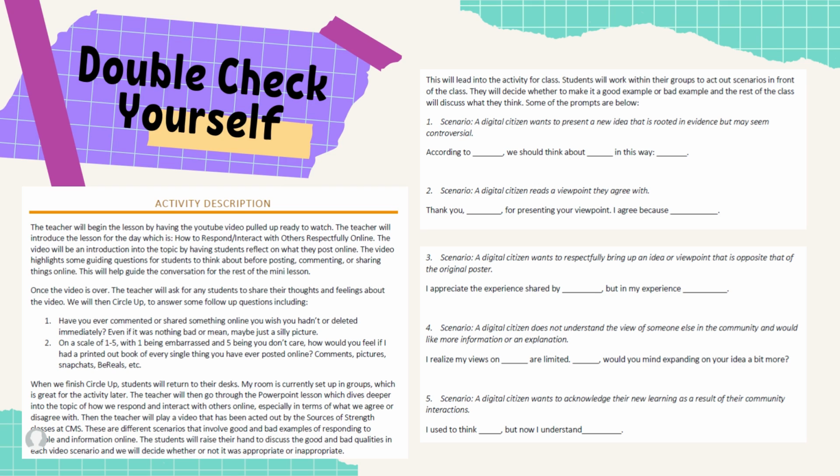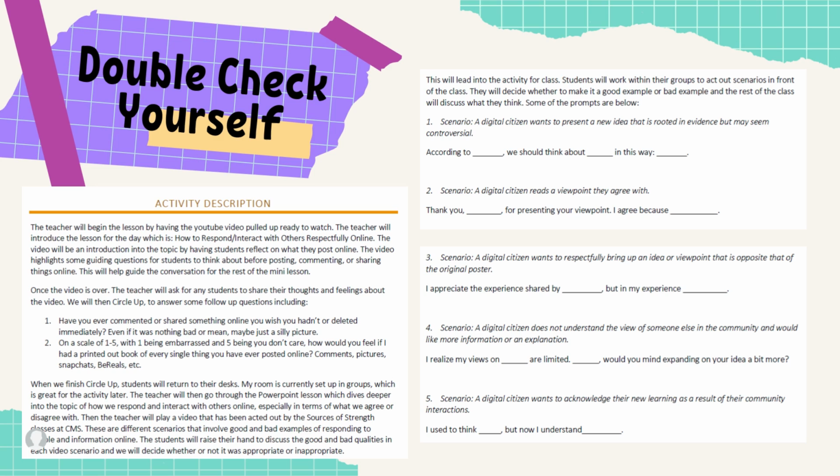The video highlights some guiding questions for students to think about before posting, commenting, sharing, doing things online. And this will kind of highlight and guide us straight into those discussion questions and conversations that we're going to have during the rest of the mini lesson. We circle up in our class during homerooms for discussion. Circling up is when we circle around the room and hold a talking piece. If you're holding the talking piece, you have the option to respond or to say pass, because we want to make sure everybody feels comfortable speaking, or not if they choose to. And so we go through and everybody has the opportunity to speak and answer the question that's been presented.